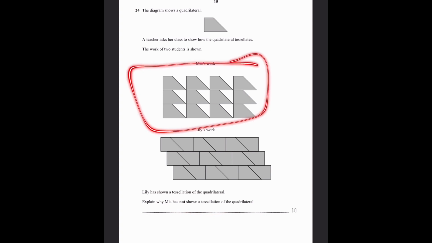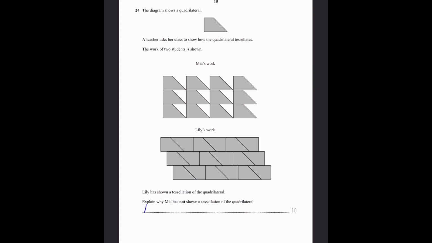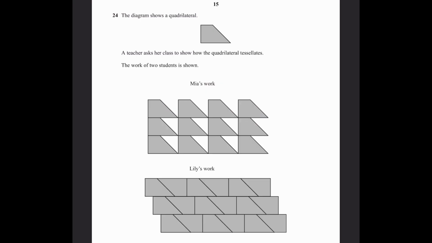But Mia's work shows that there are still some triangle-shaped gaps in between these shapes. So Mia's work still has some gaps between the shapes. And that's the answer.